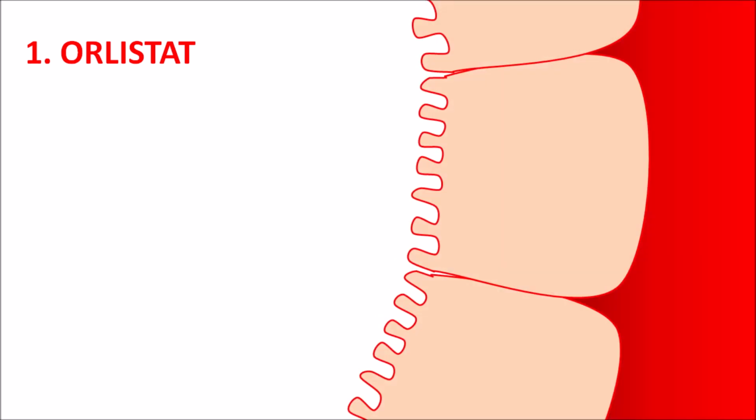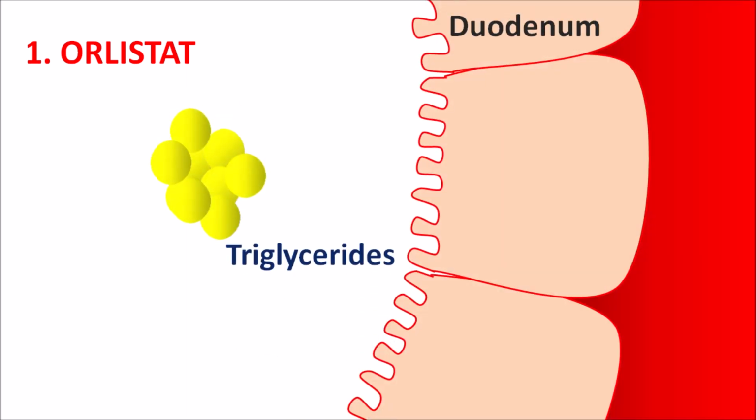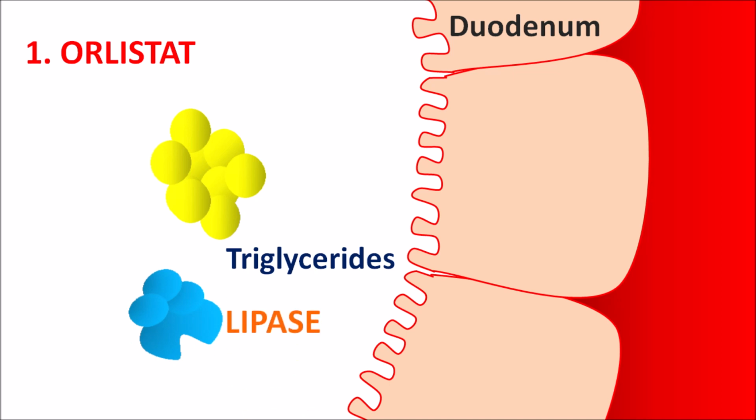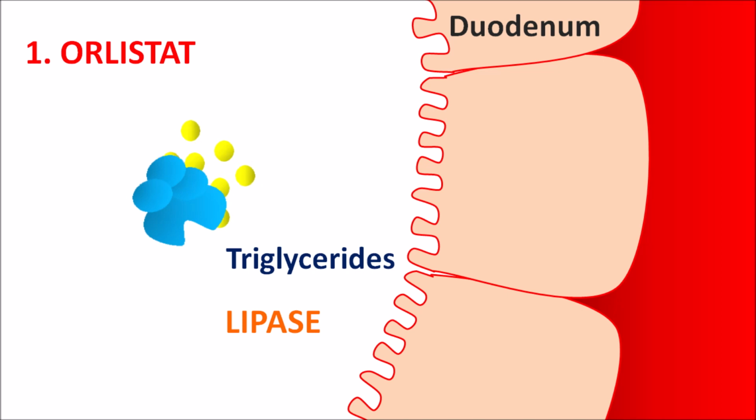This drug can act on the duodenum where triglycerides are normally absorbed. Here lipase is one of the important enzymes which acts on the triglycerides to produce a breakdown of the triglycerides into free fatty acids. These free fatty acids are then absorbed into the systemic circulation. Now this step is blocked by Orlistat. Orlistat inhibits the lipase activity such that it inhibits the breakdown of the triglycerides.